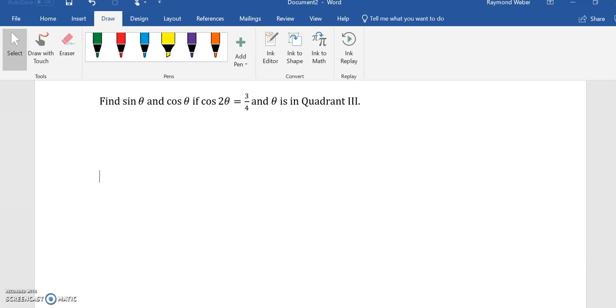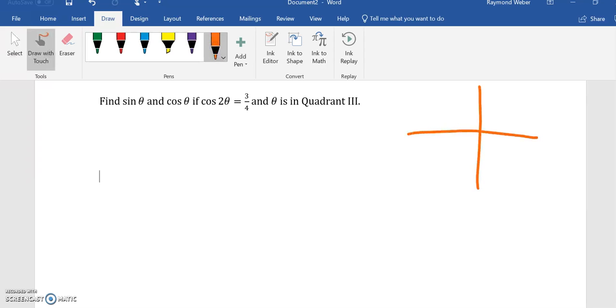We're asked to find sine theta and cosine theta, and we're told that cosine 2 theta is 3/4, and that theta is in quadrant 3, which will be useful in a little bit. So first of all, I'm going to start by drawing my picture, even though I can't really put anything on it right now, but I like to have it here as a reminder. I'm over in quadrant 3. There's my theta. And at this point, I don't really know anything else.